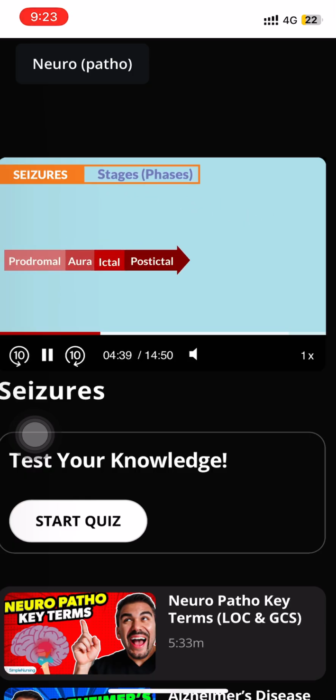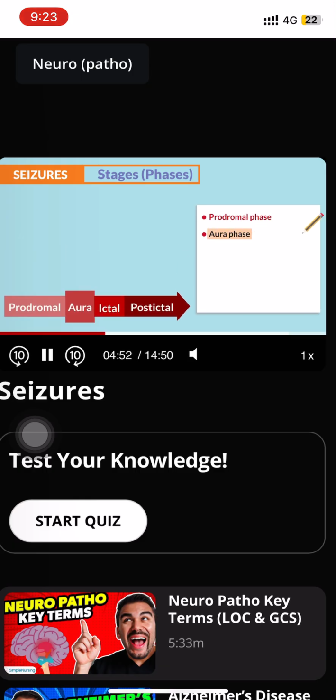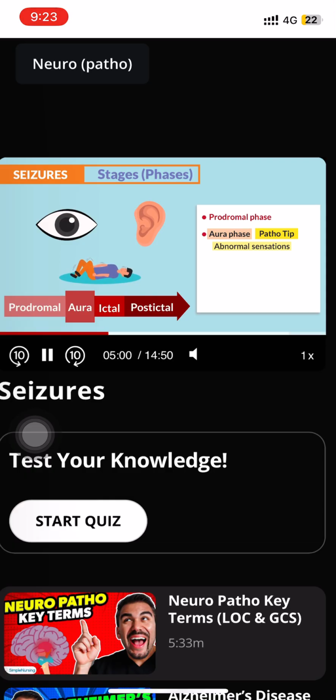Now, as far as the stages or the phases of a seizure, first is the prodromal phase. These are the warning signs before a seizure happens that leads to the famous aura phase. So guys, write this down. The aura phase is a highly tested topic. So this is typical where we see visual cues or auditory cues that happen prior to a major seizure.